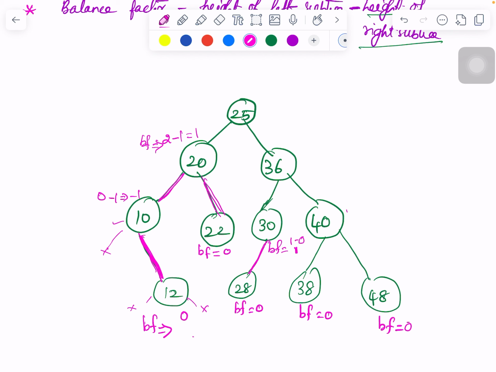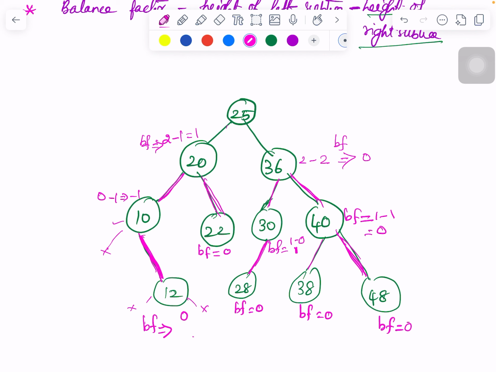Now for node 40, what is going to be the balancing factor? It has one left child and one right child. So the height is 1 minus 1, 0. Now for node 36, what's the height of the left subtree of node 36? The height is 2 for the left part, and for the right part again the height is 2. So the height of left minus height of right is 0. So the balancing factor is 0.